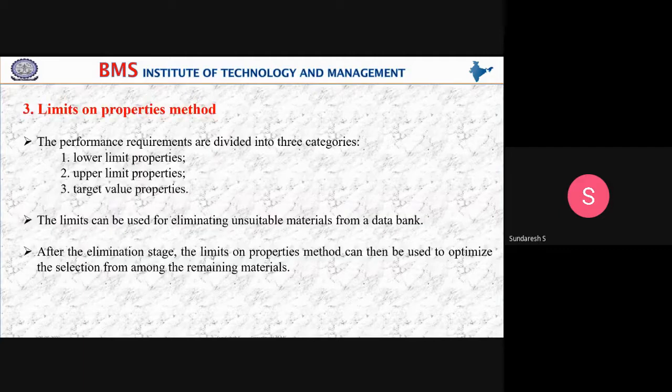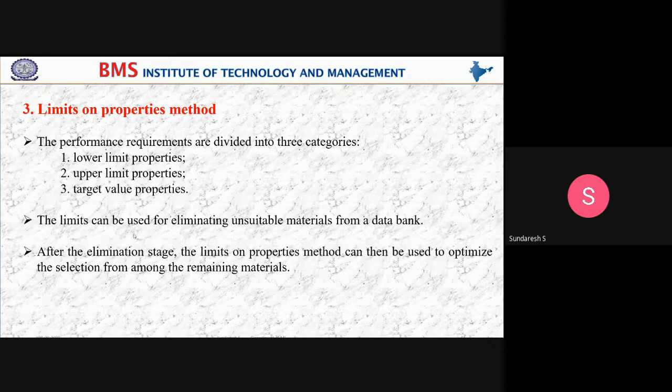Then the third important thing is the limits on properties method. The performance requirements are divided into three categories: lower limit properties, upper limit properties, and target value properties. So the limits on properties method is basically about the performance requirements, where you have divided the performance requirements into these three categories.